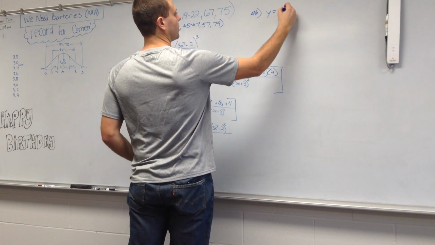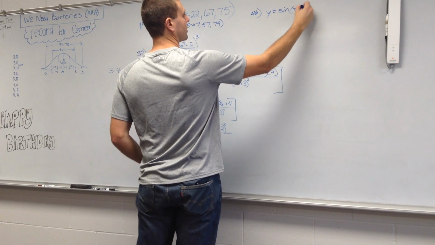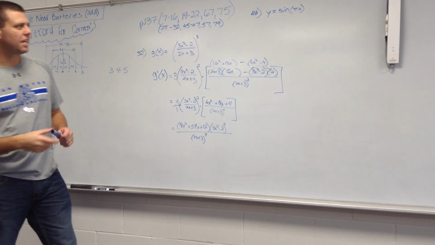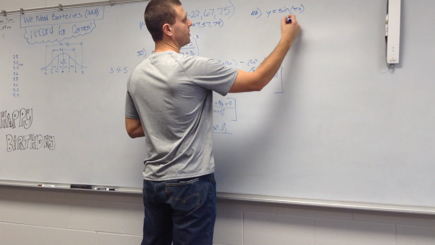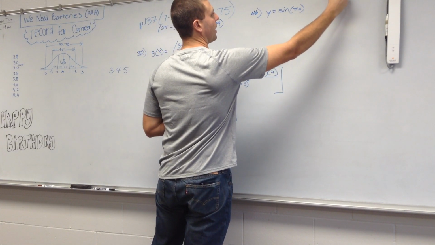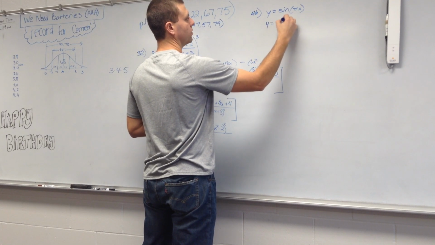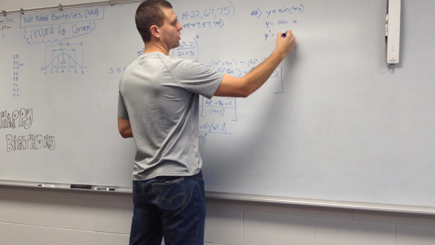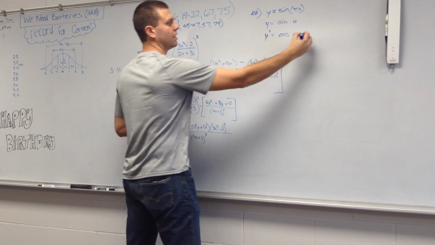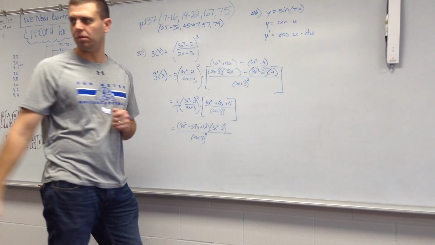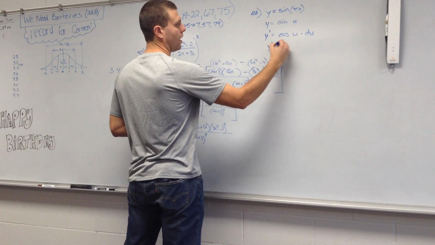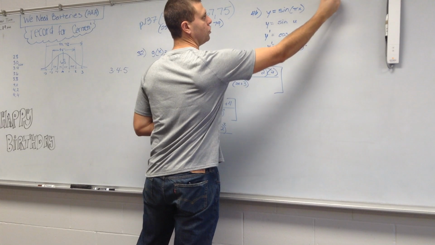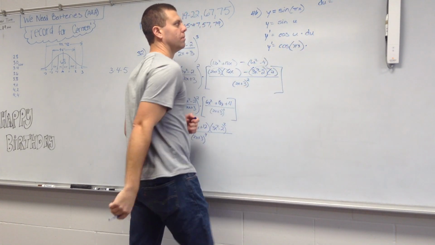46 is y equals sine of pi x. In this case, I do think it's good to think of it, let's let u equal pi x. So really I have y equals the sine of u. What's the derivative of sine u? Cosine u, but then you need to take that times du, because you're doing the chain rule. So y prime would equal the cosine of pi x times, if u is pi times x, what's the derivative of u? Pi.